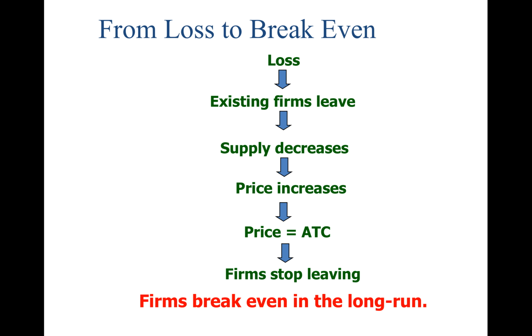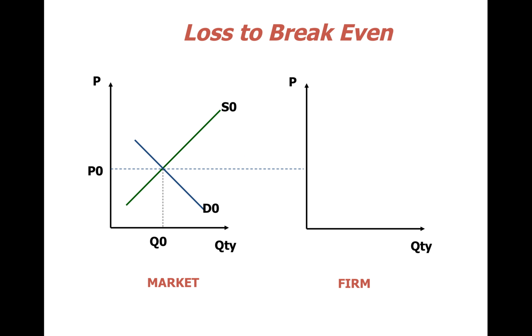Now let's take a look at the diagrams. First, we draw the market equilibrium to get the market equilibrium price and quantity. Since each firm is a price taker, the firm will take the market equilibrium price of P0. The firm will take the price of P0, and this is also each firm's AR and MR curve.